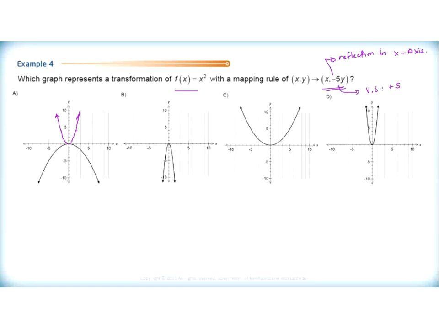So clearly, it has to be either A or B, because both of those have reflections in the x-axis. C and D actually have reflections in the y-axis. So it has to be either A or B. And it's stretched by a factor of 5. Which of these do you think is stretched by a factor of 5? The answer is D. This one is stretched by a factor of 5.